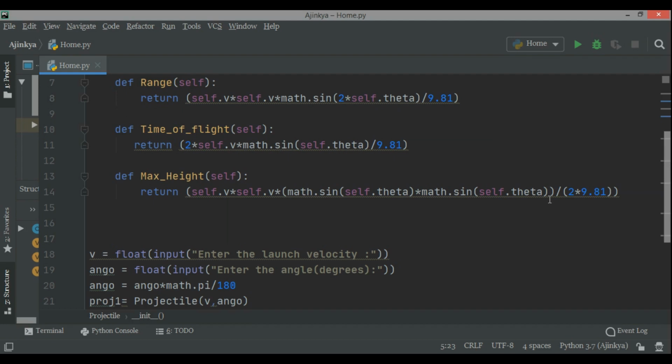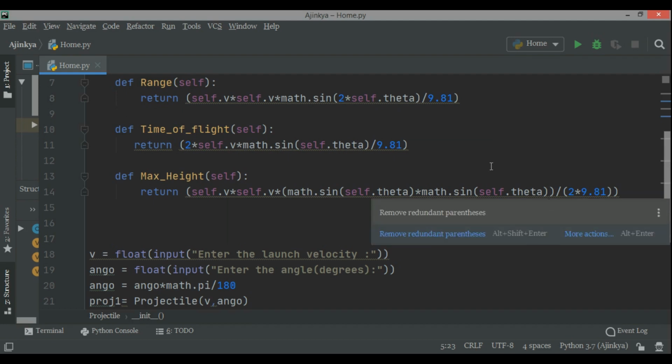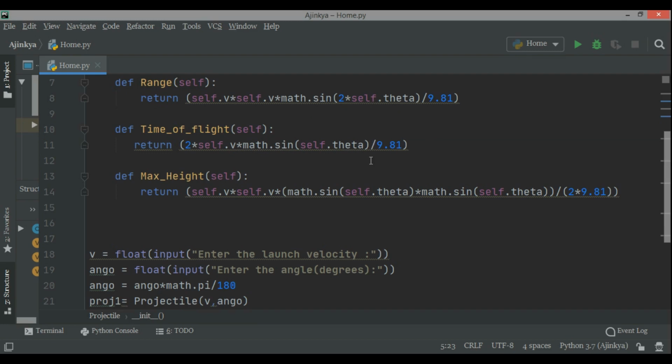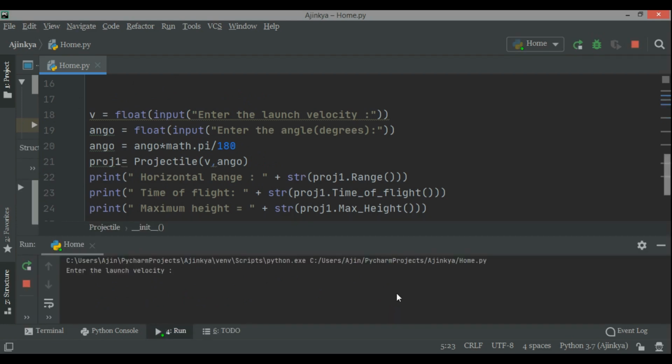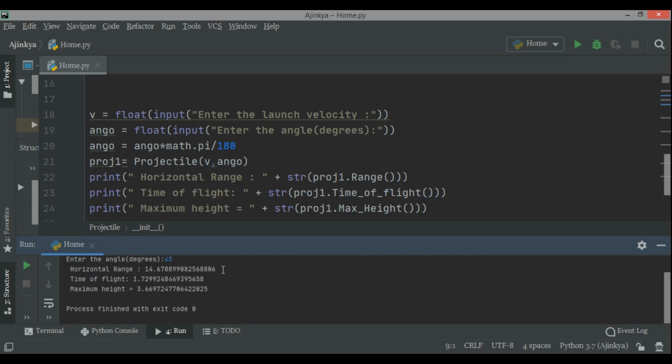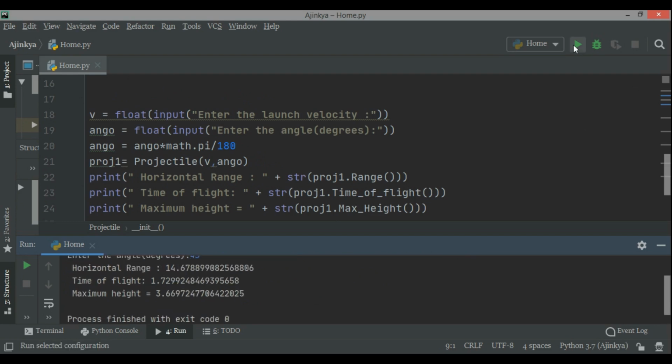Now let me run the code and see how it works. Those who have studied physics know projectile motion, and now just to see how it works actually. So here I go, I run the code and it asks to enter the launch velocity. I'll launch at 12 meters per second, and the angle is 45. So the horizontal range is 14.6788, and the time of flight is roughly 1.72 seconds.